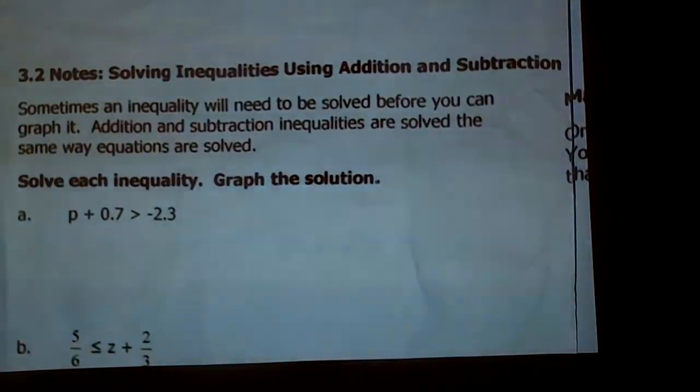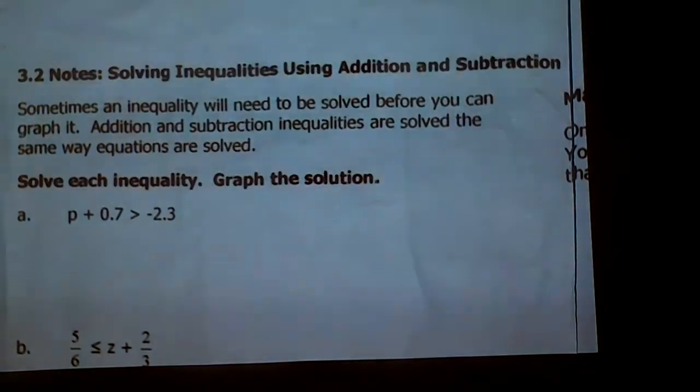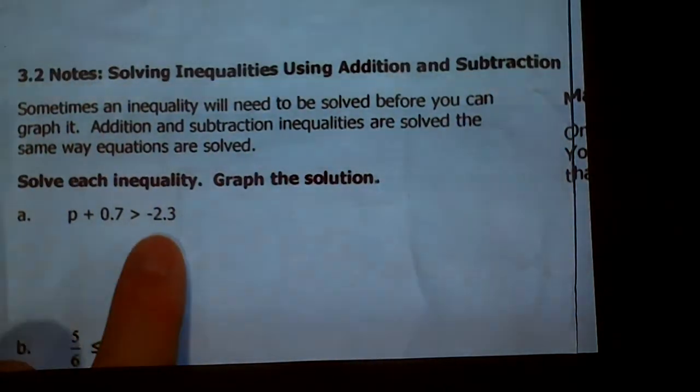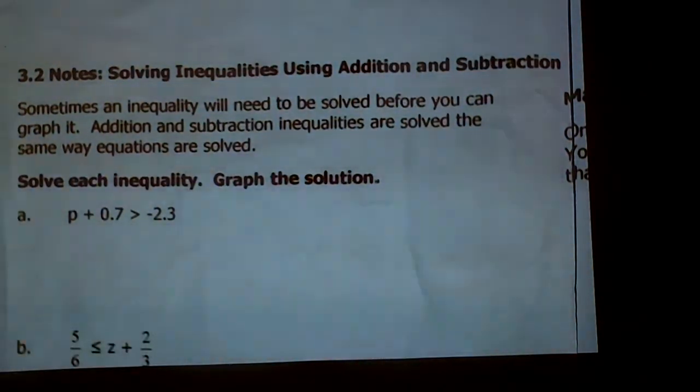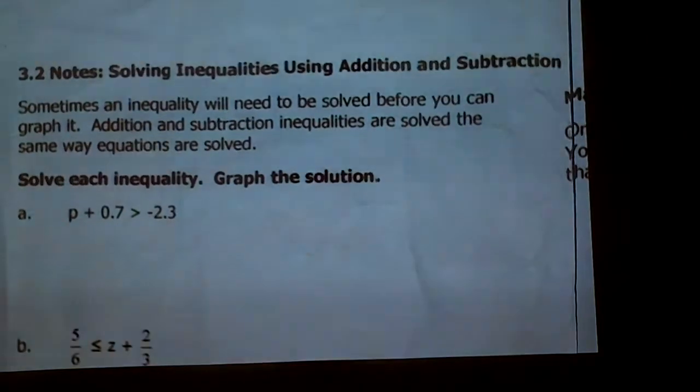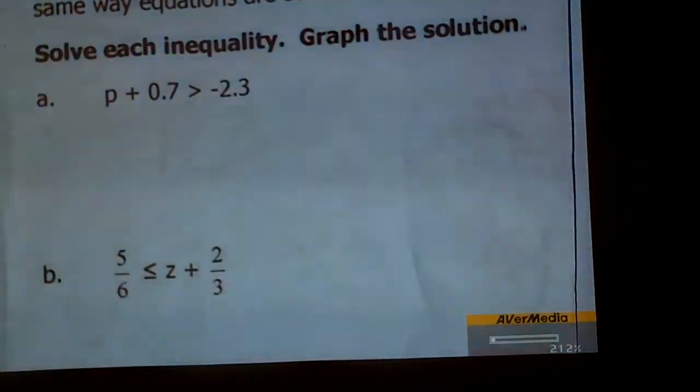So I have great news for you. Addition and subtraction inequalities are solved the exact same way equations are solved. So basically it's just like you're solving equations. You're going to use all those same properties, except they're going to say inequality after instead of equality. We just finished graphing p is greater than negative 2.3, and there was nothing else for you to do. The variable was already isolated. In these, you need to isolate the variable first, and then we can graph it. So I will show you what I mean.